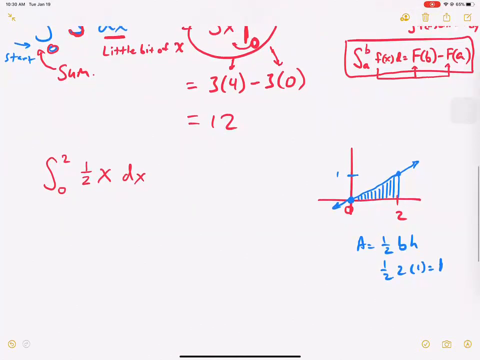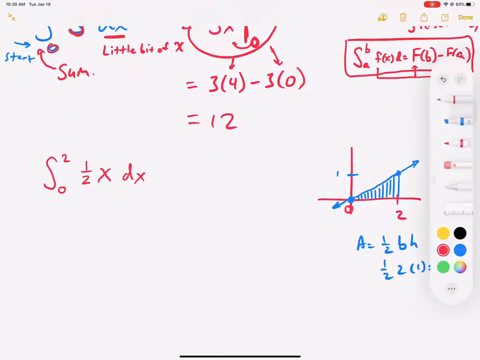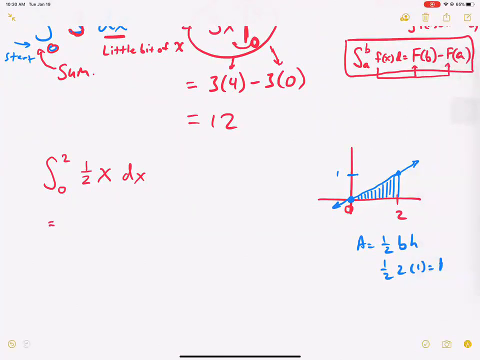Let's actually take the integral of this problem. Let's see if we can remember all the steps we're supposed to do. First, we take the integral. This is 1/2 times x squared over 2. And if it's a definite integral, here's a new rule. If it's a definite integral, we don't have to write a plus c. No plus c. Why? Because we're not guessing the constant that we're going to add. We're going to go ahead and plug in our definite 0 to 2.